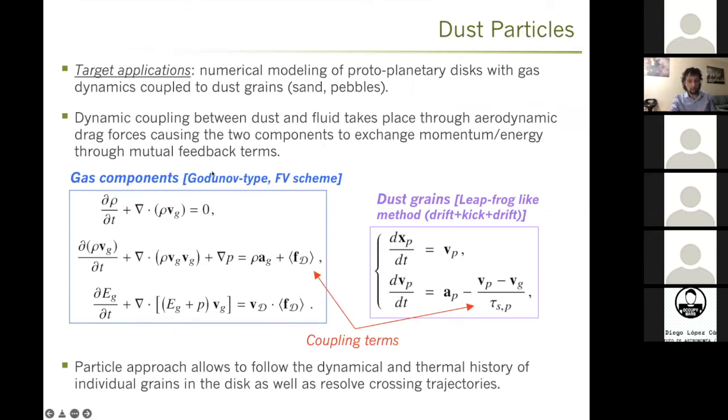On the one hand, the fluid will feel the particles via this term, because the particles will try to slow down or accelerate the fluid. At the same time, dust grains will feel the fluid, because while a dust particle is moving, it will encounter fluid trying to slow it down. Okay, these are the two coupling terms. It's very simple to understand.